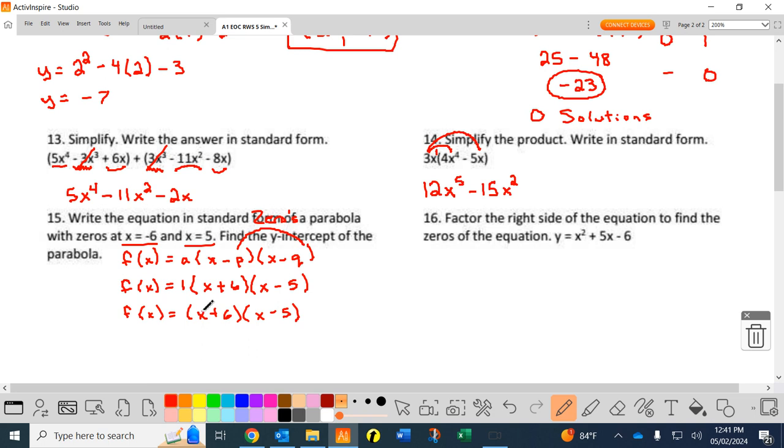X times x is going to put you at x squared. X times negative 5 is going to put you at minus 5x. 6 times x is going to put you at plus 6x. And 6 times negative 5 is going to put you at negative 30. Okay.